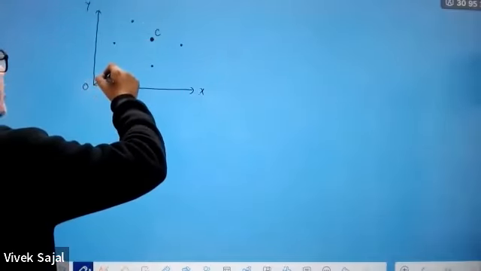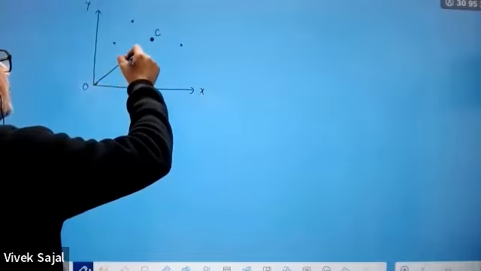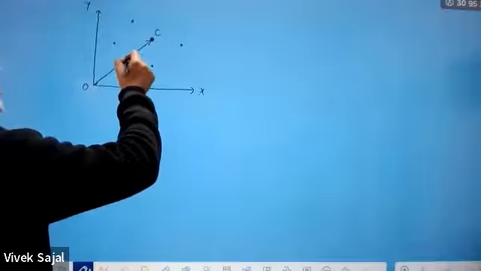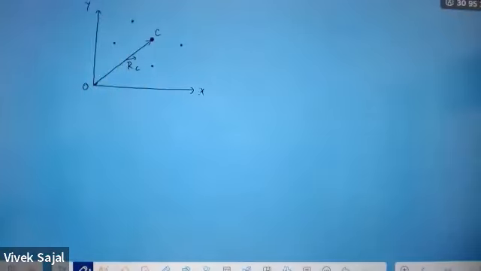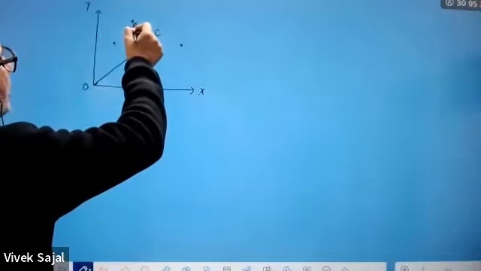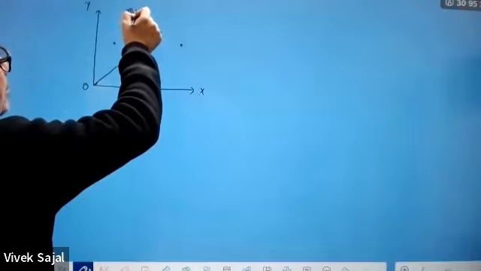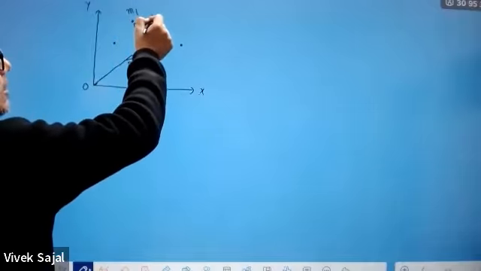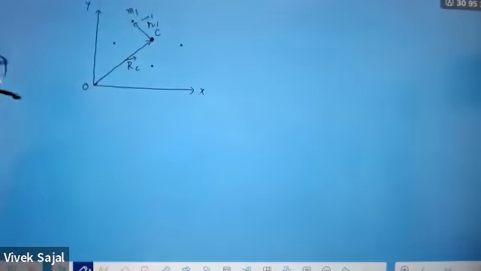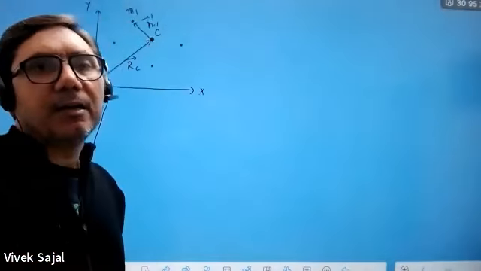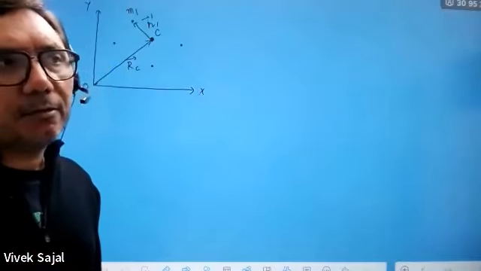So I will write this as RC, position vector of the center of mass. What will be the position vector of this particle? I'm choosing one particle here. Suppose this is of mass M1. And this will be the position vector of this particle with respect to the center of mass. I will call it R1 prime. So what is R1 prime? R1 prime is the position vector of this particle M1 with respect to the center of mass.